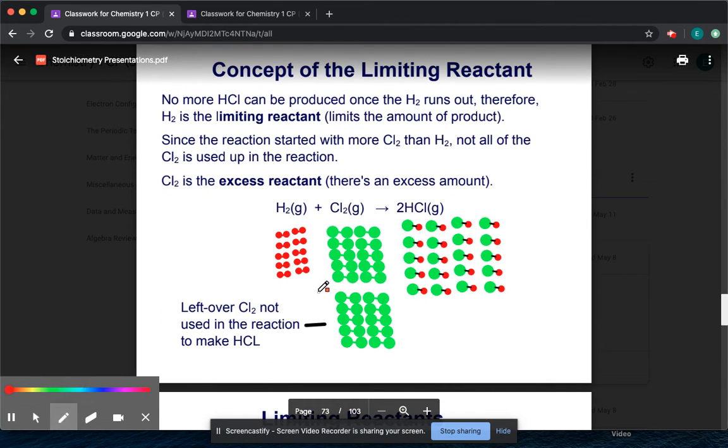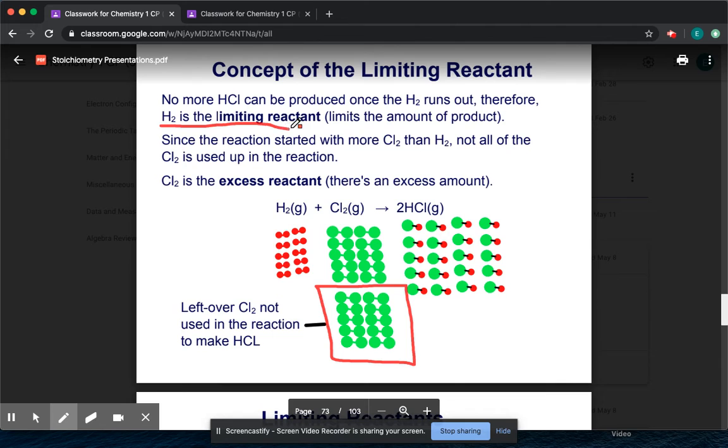And that is what this piece is right here. This is your leftover. And that's the concept you guys are looking at in that game challenge that I had you guys do. Now we're starting to look at it now. So in this case, hydrogen would be considered the limiting reactant. It's the limiting reactant because it prevents us from making any more product. Chlorine would be the excess reactant. We have an extra amount of it.